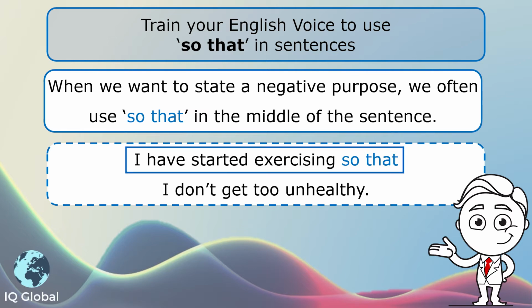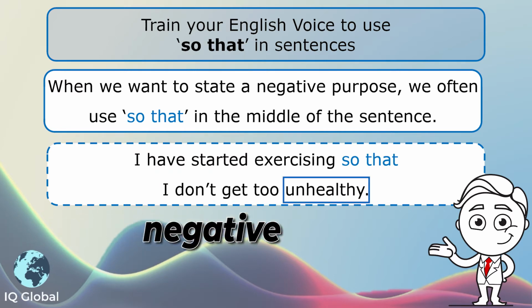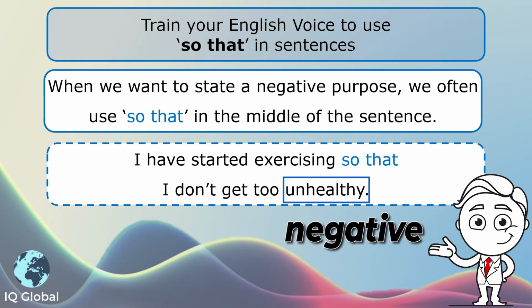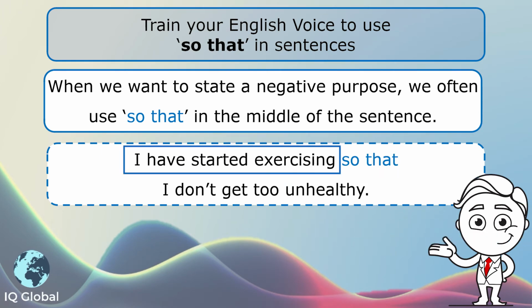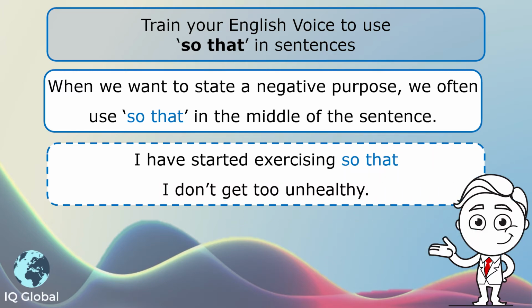I have started exercising so that I don't get too unhealthy. So unhealthy is seen as something negative. So I am saying that I have started exercising. Why? So that I don't get too unhealthy. So perhaps I am now overweight and I feel that I am not healthy. I need to start exercising before I become too unhealthy, because that is something negative.